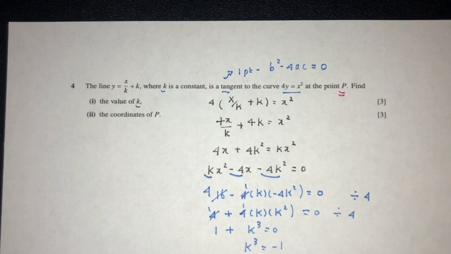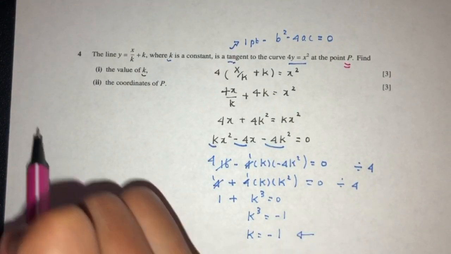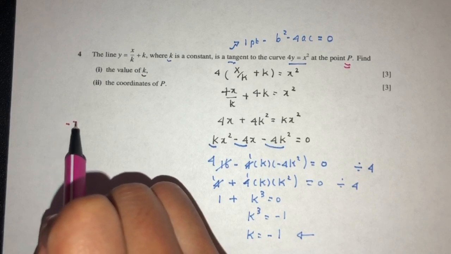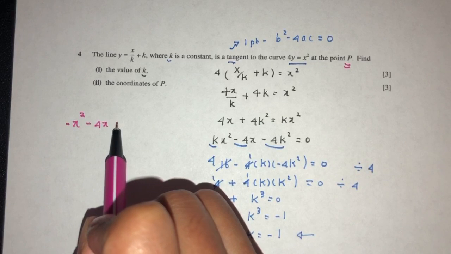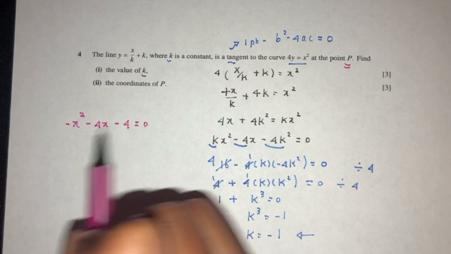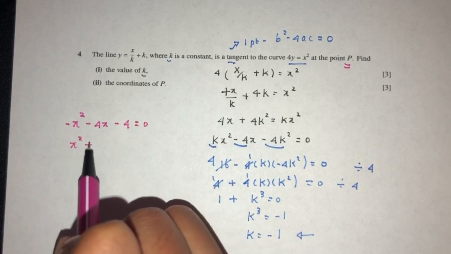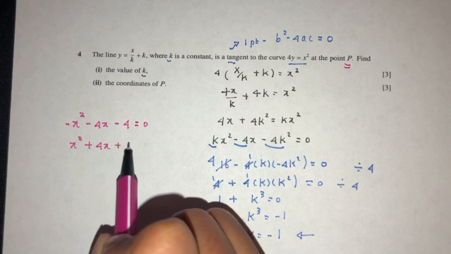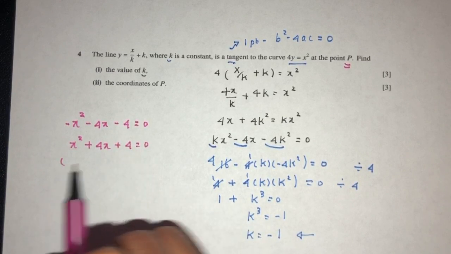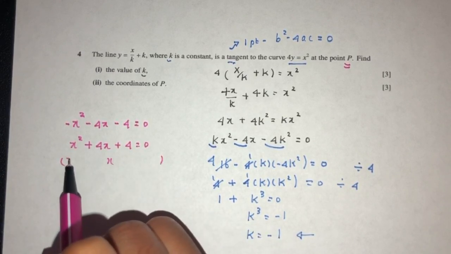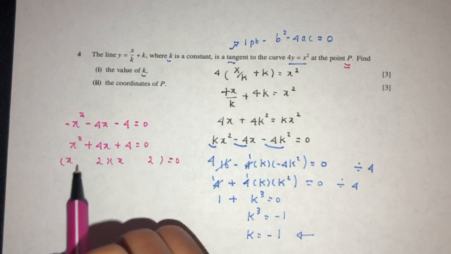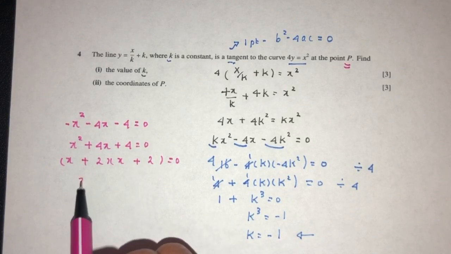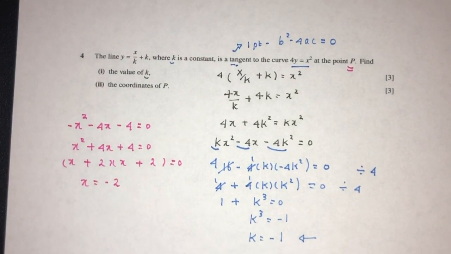So we have to find that point. So now replace back in your equation right here. K is minus 1, that will be minus x squared minus 4x minus 4 is 0. We can rearrange, that should be x squared plus 4x plus 4 has to be 0. Factorization, that should be x times x, 4 is 2 times 2. That will be plus and plus. So x will be the value of minus 2.